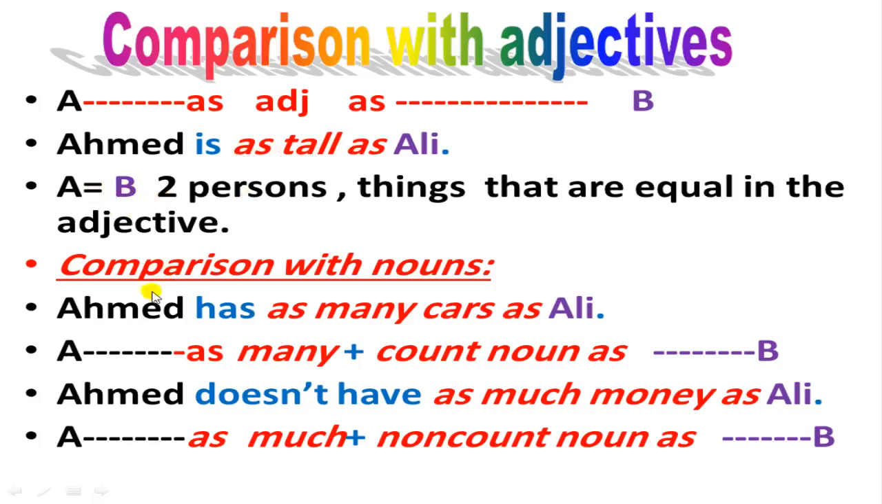To compare between two with nouns, as many plus count noun as. A count noun is a noun that I can count: 1, 2, 3, 4. As much plus non-count noun as. A non-count noun is a noun that I can't count: water, oil, traffic, parking.